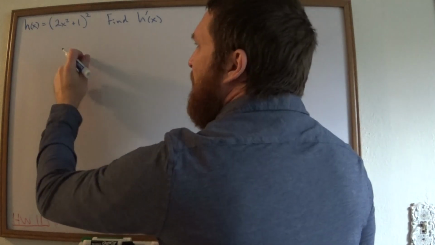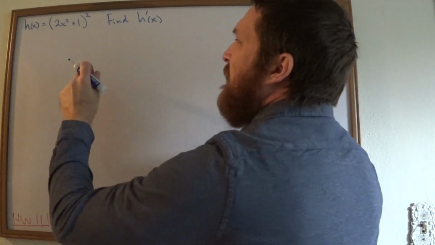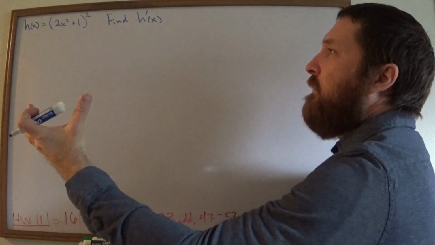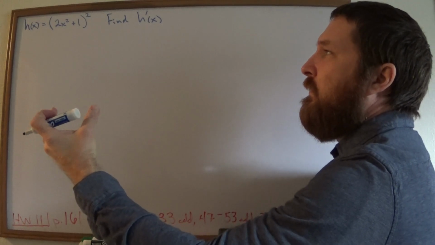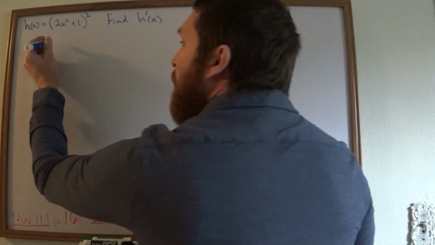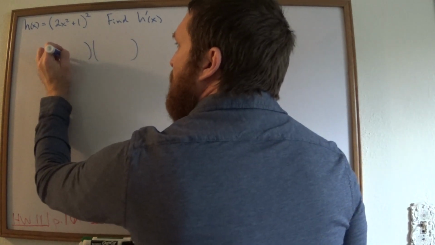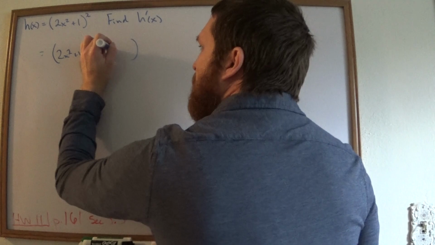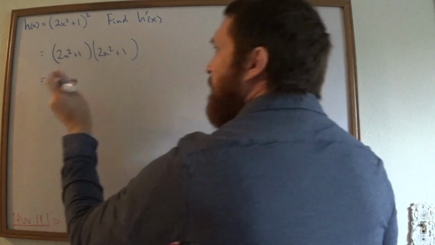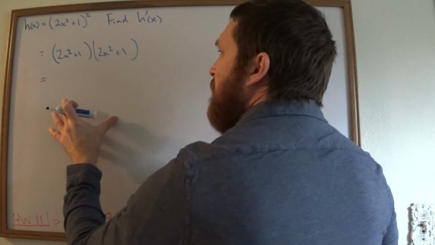I want to find the derivative. Given that that's h, I want to find the derivative. What do I need to do? It's 2x squared plus 1 times 2x squared plus 1. Yeah, right. You would think, okay, we're going to multiply this out. This is the same thing as 2x squared plus 1 times 2x squared plus 1, and then we do first, outer, inner, last, which gives me what?